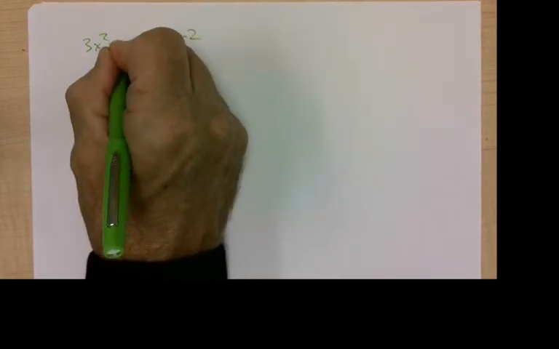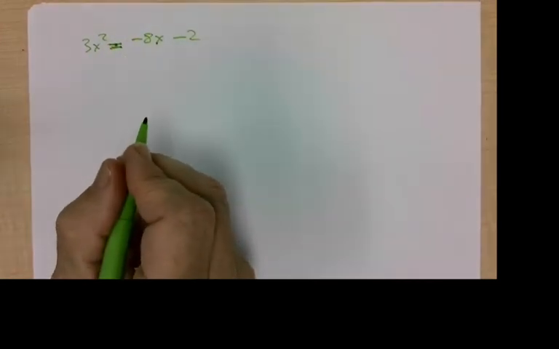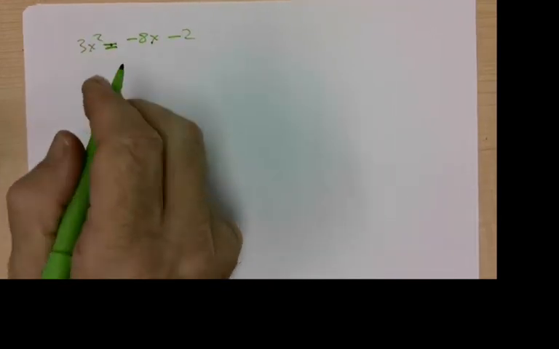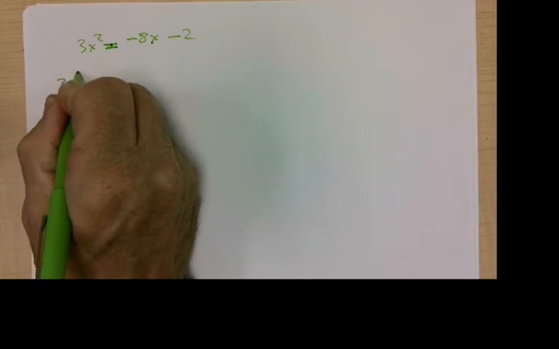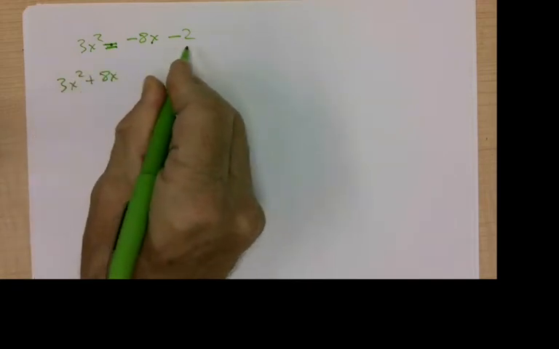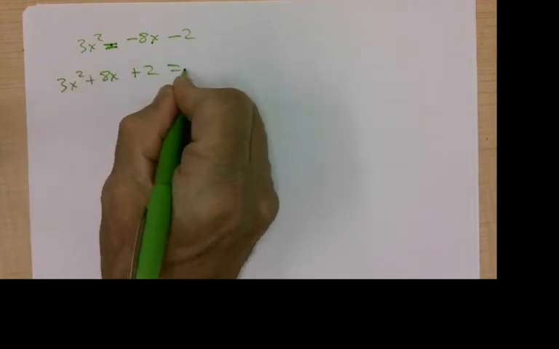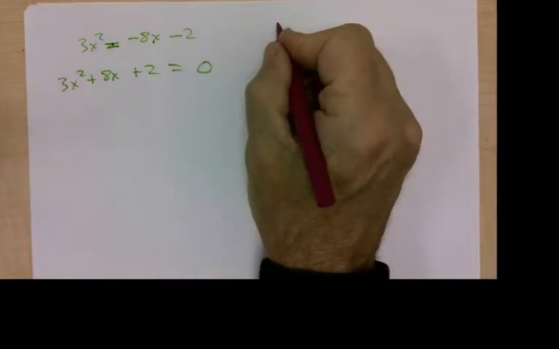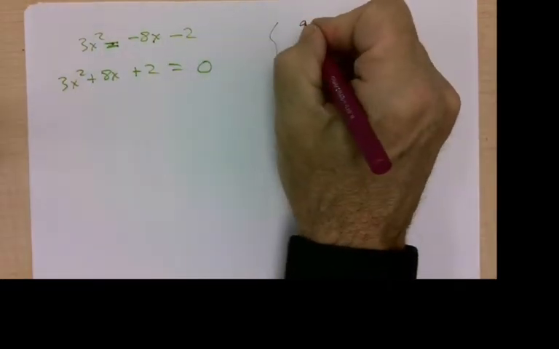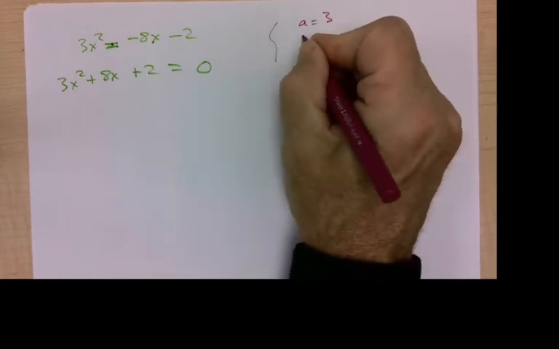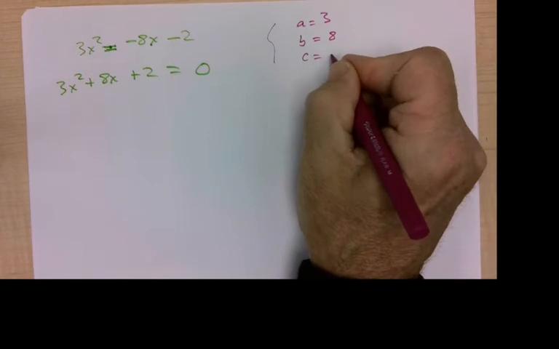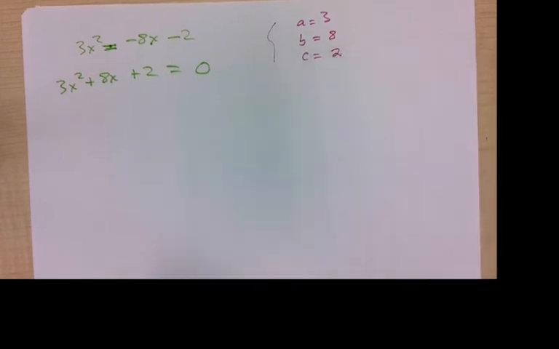That's an equal sign. So if I'm going to use the quadratic equation, I need all of the variables on the same side. So add 8x to both sides: 3x squared plus 8x. Add 2 to both sides: plus 2 equals 0. So if this is the case, then a is the coefficient on x squared. A is 3, b is the coefficient on x, b is 8, c is the constant, c is 2.